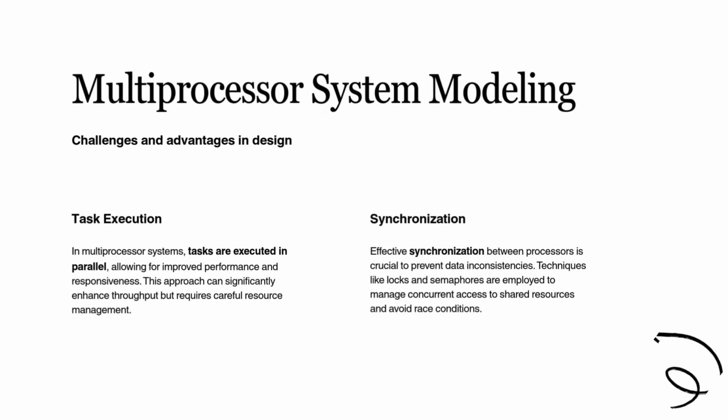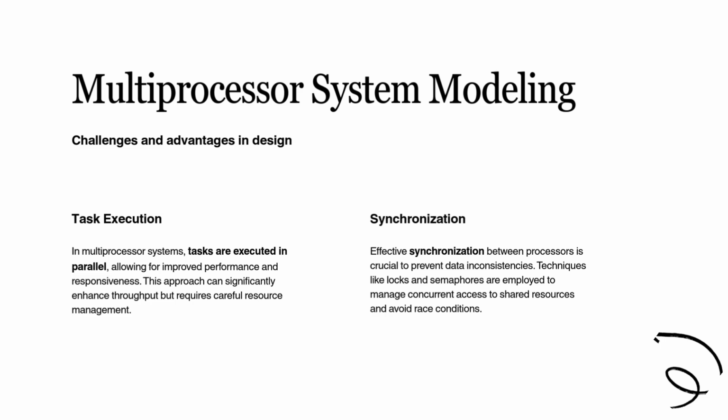Now that we have explored single processor systems, let's dive into the world of multiprocessor system modeling. In multiprocessor systems, tasks are executed in parallel, which allows us to boost performance and improve responsiveness. This parallel execution can dramatically enhance throughput, making systems more efficient. However, it's important to note that this requires careful resource management to avoid potential issues.